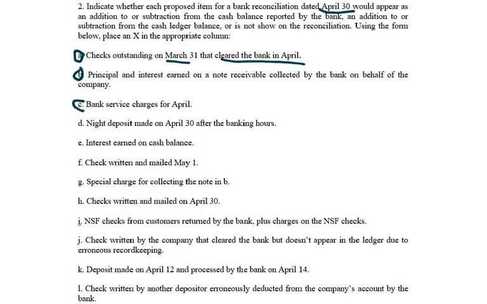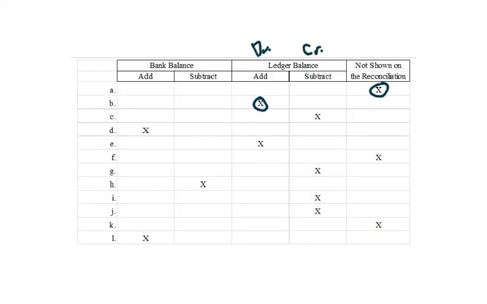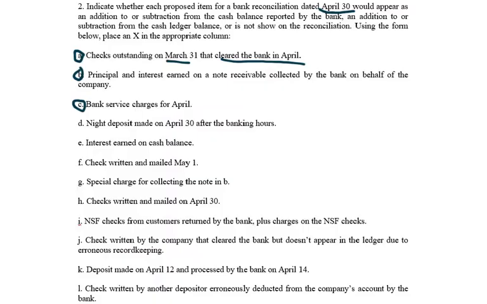Now C, bank service charges for April. So once again, you looked at the bank statement, and it's going to show here a debit memorandum. We're debiting your account for $20, whatever the case may be. So how are service charges treated? Again, this is an amount the bank's already subtracted, but you have not, so that would be a subtraction from the ledger balance right there.